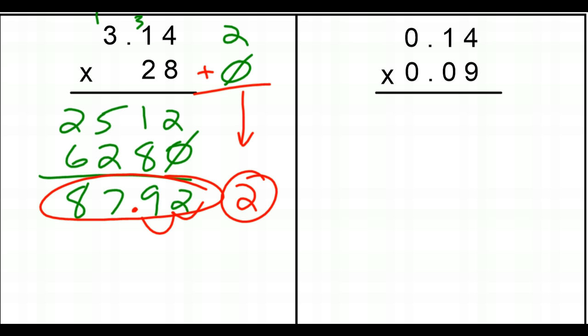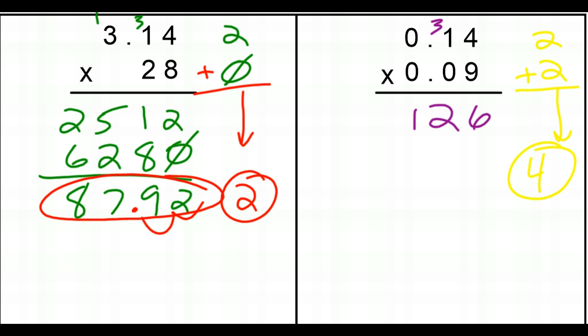Now, if we look at the second one over on the right, we have 9 times 4 is 36. 9 times 1 is 9, plus 3 is 12. And now we don't have anything else to multiply together because there are no more non-zero digits. But we notice that we have 2 decimal places in 14 hundredths, 2 decimal places in 9 hundredths, and together that means we should have 4 total decimal places in our product.